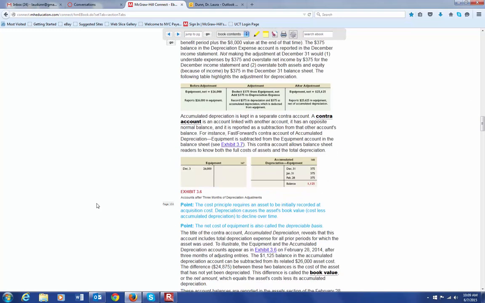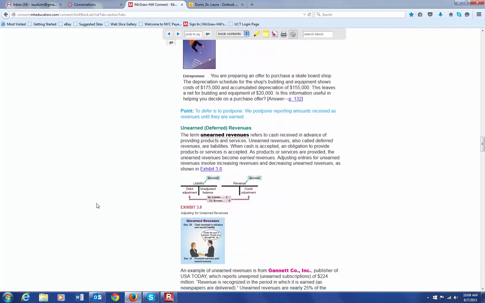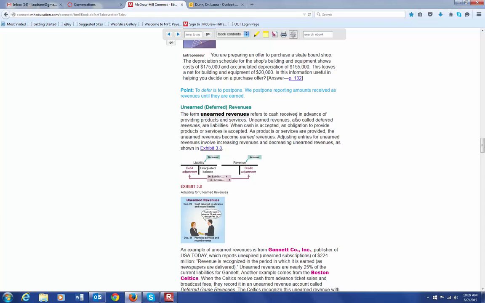We will move on now to talking about adjustments for unearned revenue. Okay, again, this is where you receive cash, but you haven't provided the products or services yet. So you have to defer the revenue. So when cash is received, an obligation to provide the products or services has been accepted. As you provide those services, those unearned revenues are now earned revenues. So you're having to adjust by increasing revenues and decreasing unearned revenues.